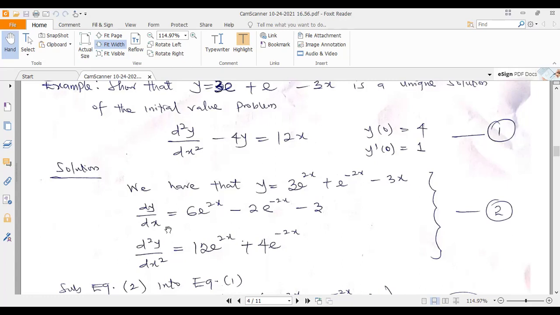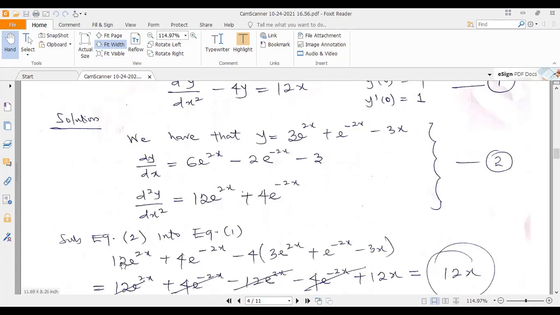Now let's differentiate the second time. Why do we need to differentiate the second time? Because we are dealing with second order. So 2 times 6 gives 12 exponential 2x. Then minus 2 times minus 2 gives plus 4 exponential minus 2x. Then if you differentiate minus 3, it gives 0. So let's substitute equation 2 back into equation 1 now. Let's start with the first one.